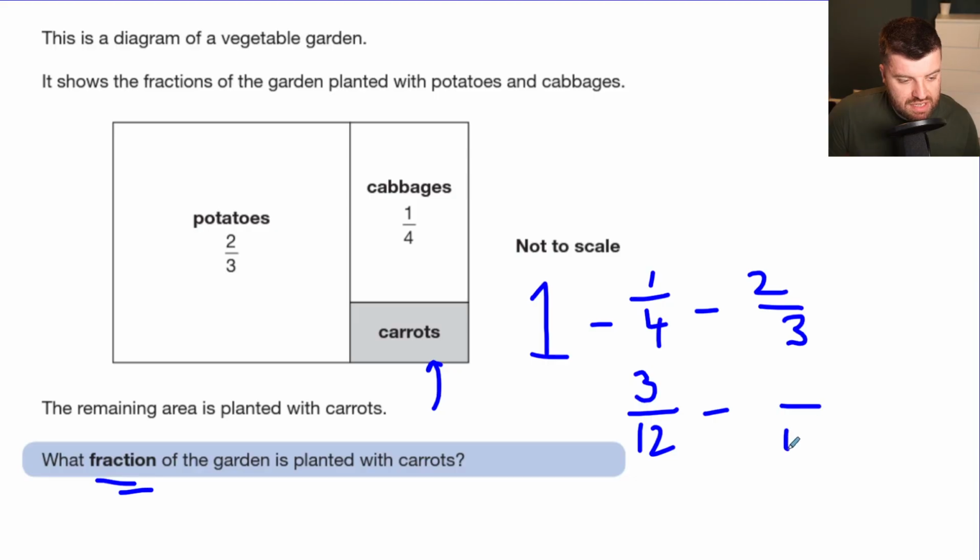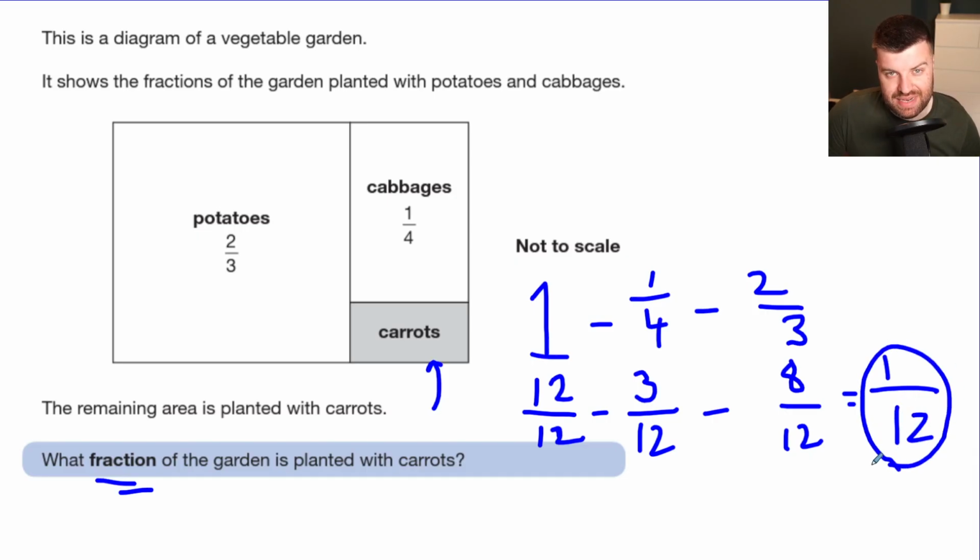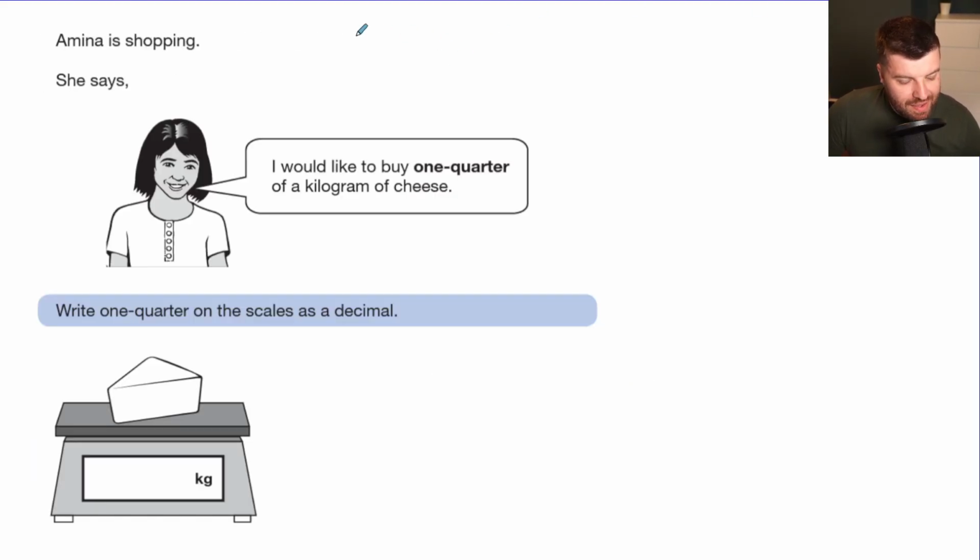And then over here, we're going to convert that into 12. 3 times 4 is 12. Multiply the top by 4 as well. We get 8/12. And then once more, we're not going to use 1 whole. We're going to put that into 12ths also, which we know is obviously 12/12. 12, take away 3, take away 8, that ends up with 1/12. So that's all that's left, and that's the answer of how much of the space is taken up by carrots. We're keeping going, guys. This is not ending yet.